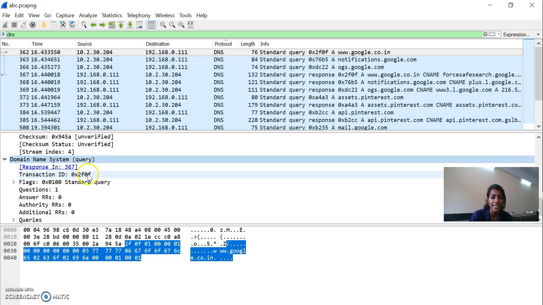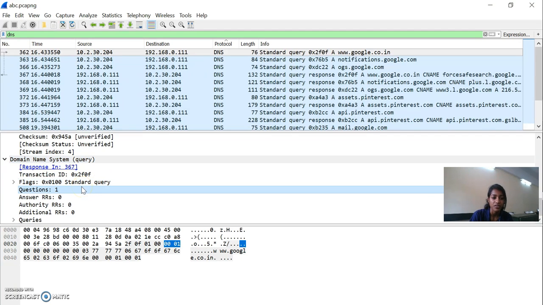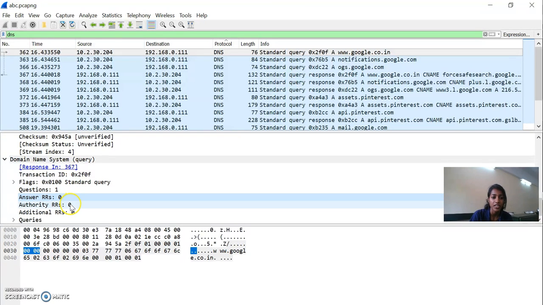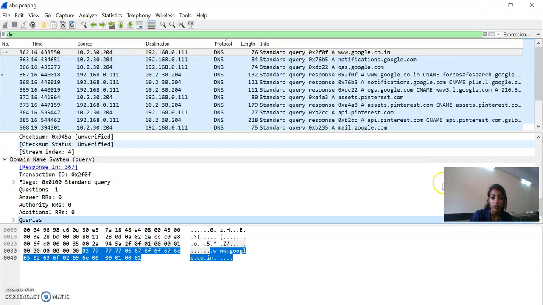The transaction ID is 0x2f0f. The flags is the standard query 0x0100. The questions are 1, number of questions are 1. Authority RRs are 0 and answer RRs is 0. Additional RRs is also 0. And moving on to the queries.